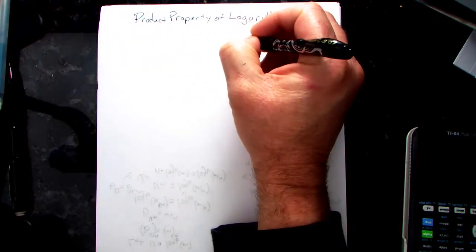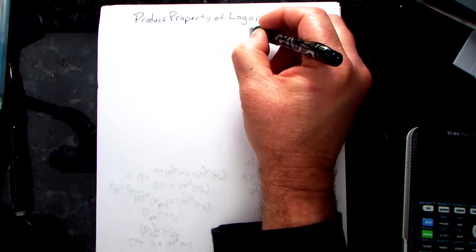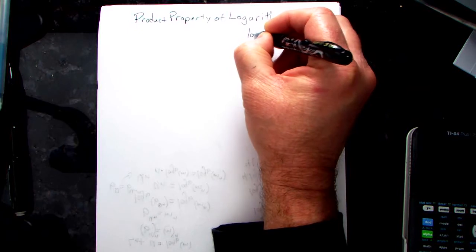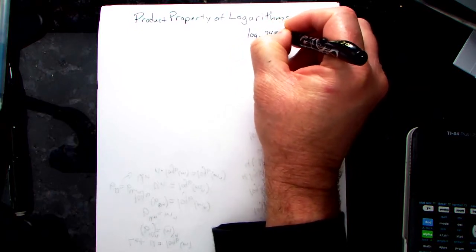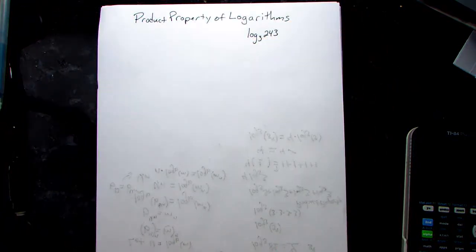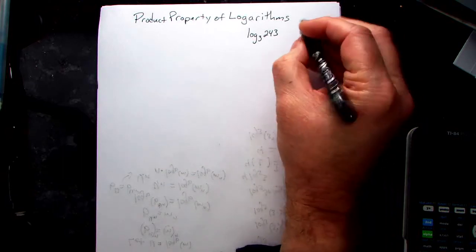To understand the product property of logarithms, it might be useful to look at a numeric example. Say we have log base 3 of 243. Now, why would I choose this as one? It's the numbers I chose. So, just have to cope with that.